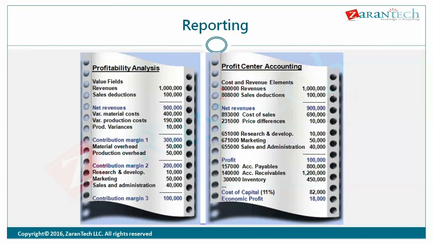Then you have AR, AP, inventory, and now what is your cost of capital? And your final profit is 18,000. So your total profit is 100,000. Out of that, cost of capital is 82,000, which is 11%, and economic profit is 18,000.